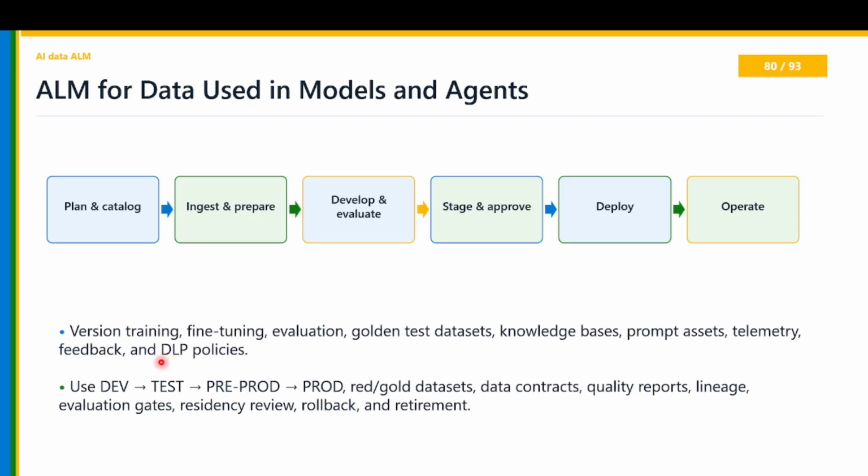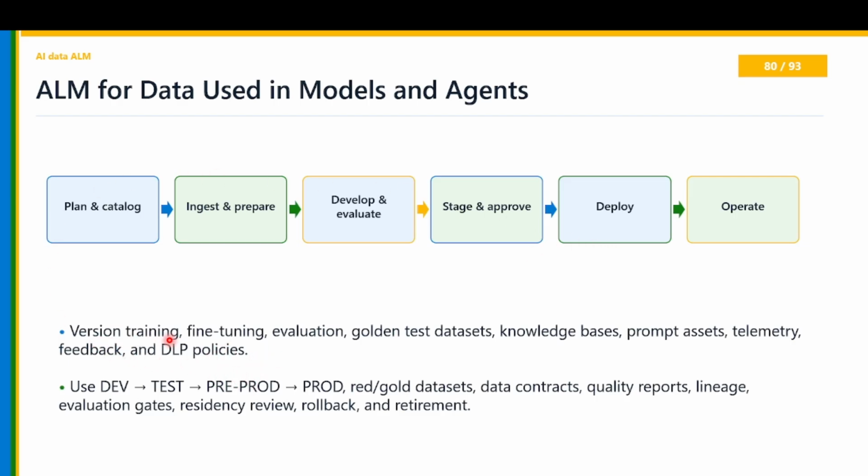Version training, fine-tuning, evaluation, golden test data set, knowledge bases, prompt assets, telemetry, feedback, and DLP policies are where you get the output from. So these are what generate data in an agentic AI system, and these are where all this data is coming from.